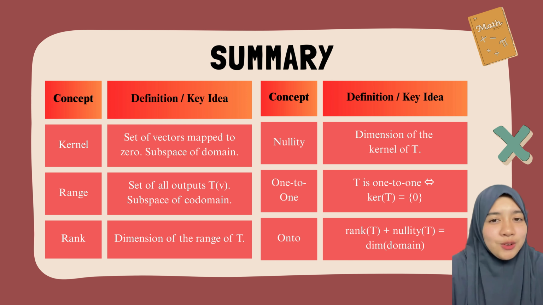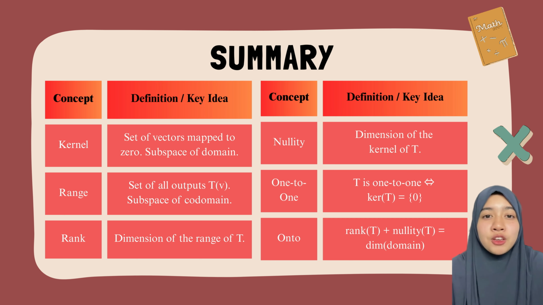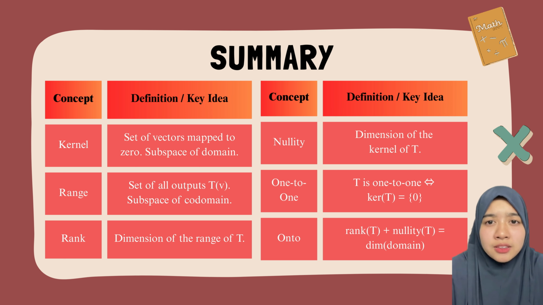After that, we look at special cases. If only the zero vector maps to 0, the transformation is one-to-one. If the transformation fills the entire codomain, it's onto. Finally, we tie it all together with this powerful formula: rank plus nullity equals the dimension of the domain. This formula shows balance, how every transformation keeps some directions, loses others, and reshapes space in a precise and predictable way.